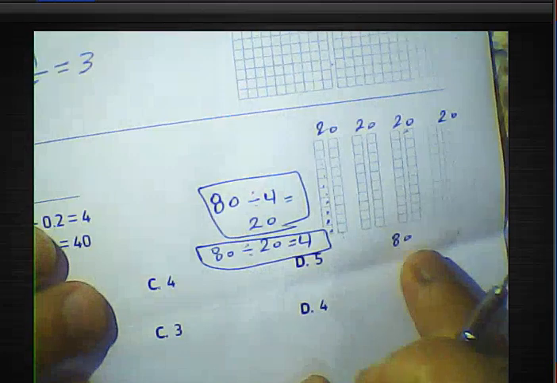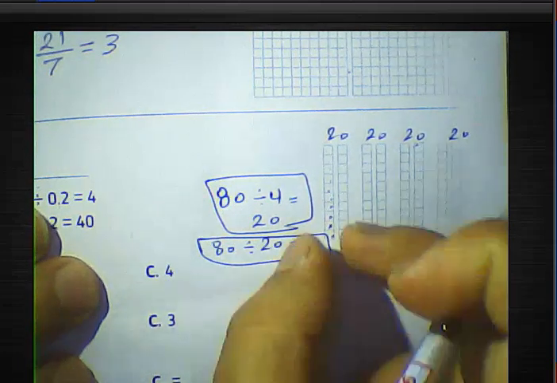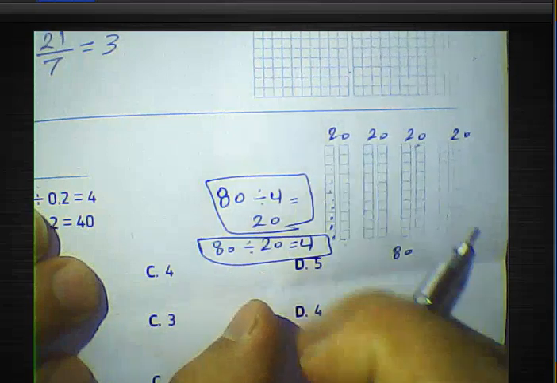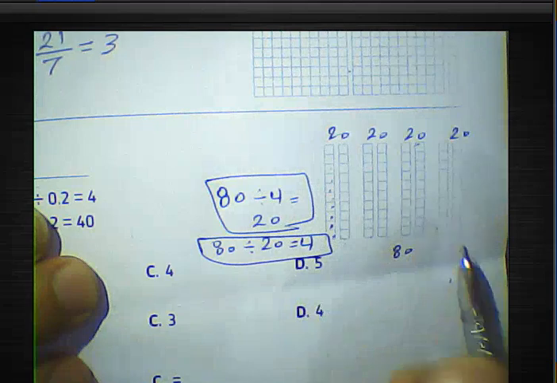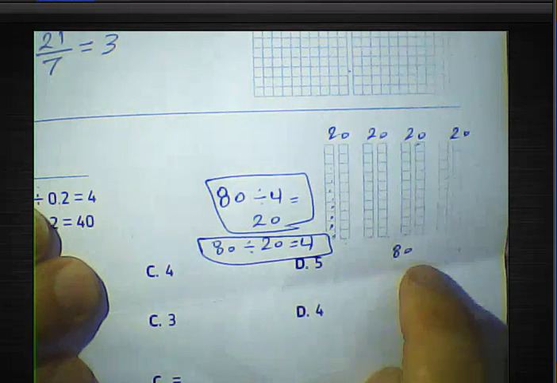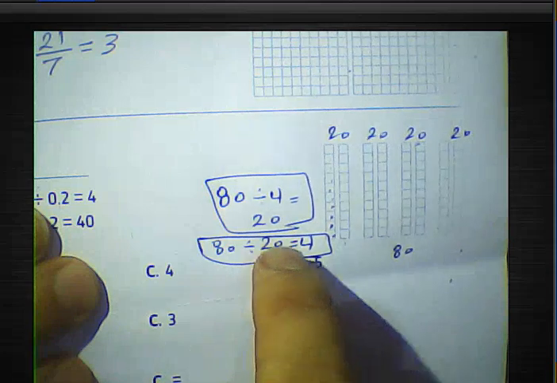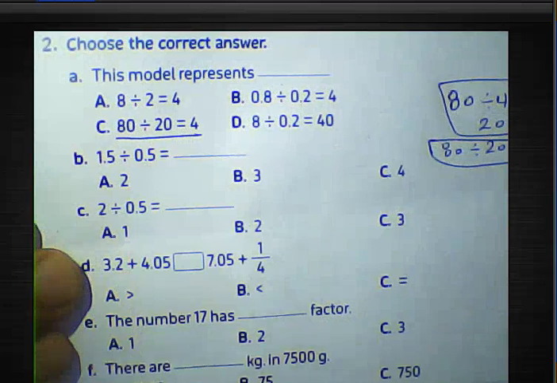Because we have a total of 80 square units and 2 columns have 20. 2 columns, 20, 20, 20, 20. We can write 80 divided by 20 equals 4, or 80 divided by 4 equals 20. Okay, so we'll choose letter C.